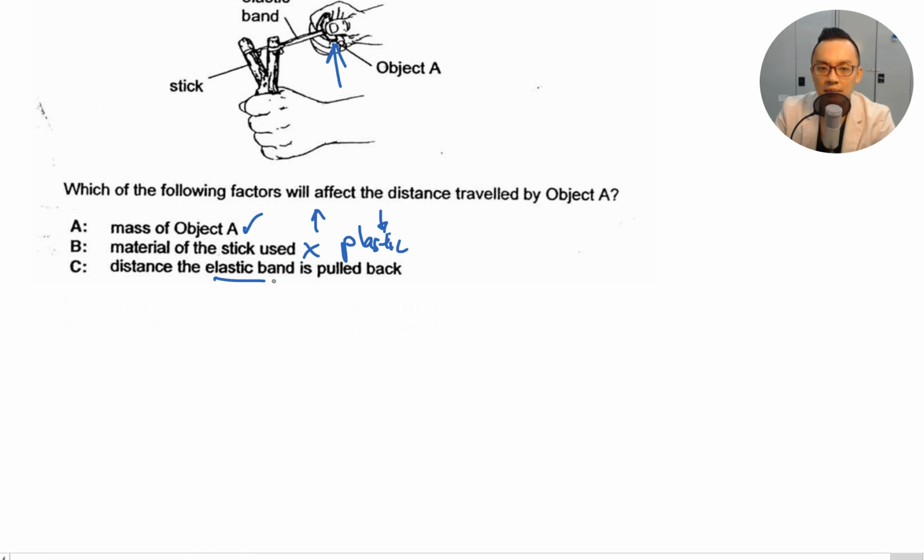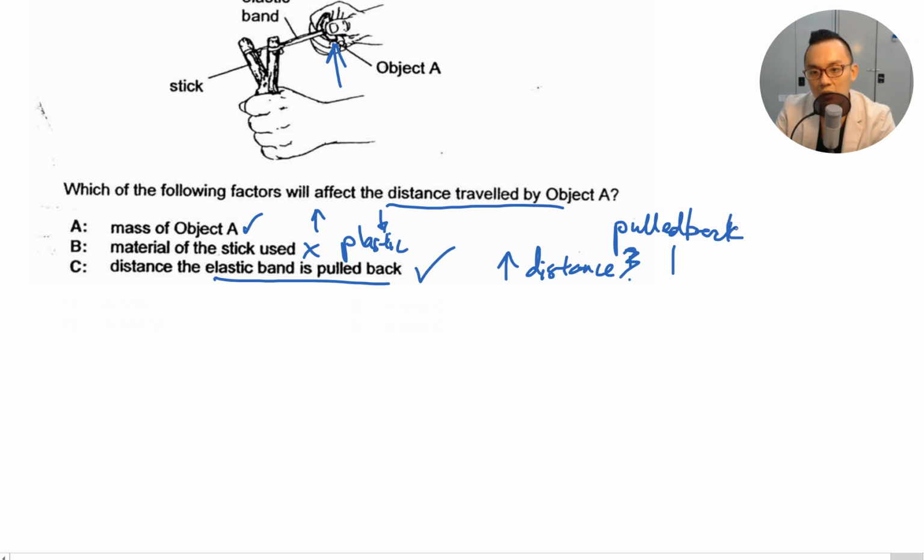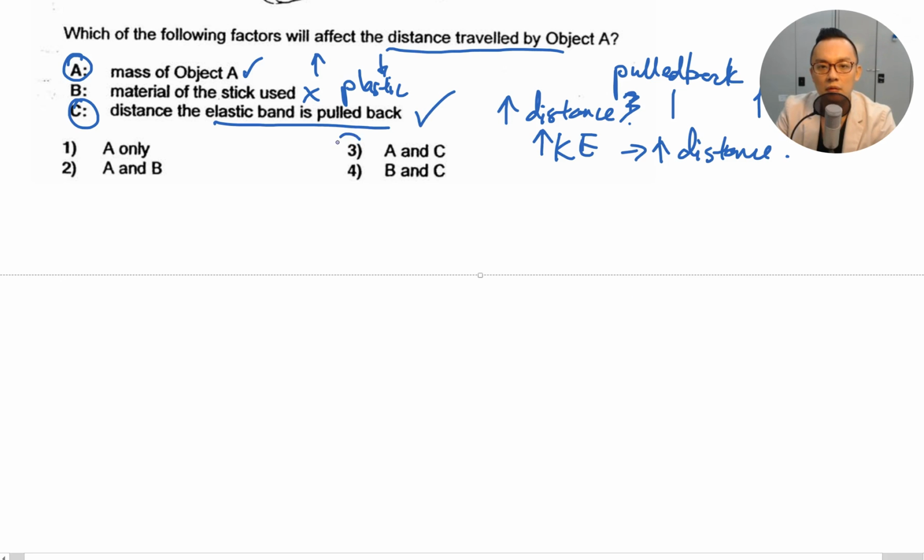The distance the elastic band is pulled back, yes. So this will affect the distance traveled by object A, because the greater the distance pulled back, you will have greater what kind of energy? Elastic potential energy, and therefore it will be converted into kinetic energy, and the greater the kinetic energy, the greater the distance it will go, that is, it will fly. So therefore the answer is actually A and C, which is number 3.